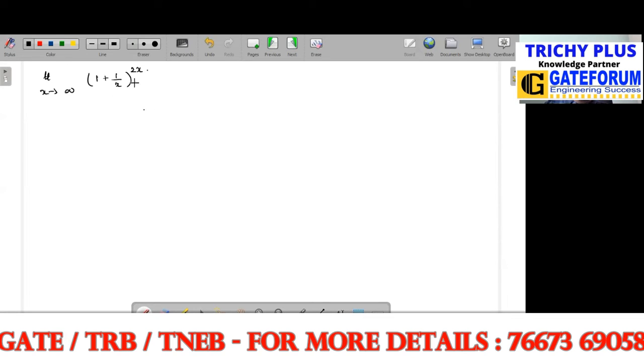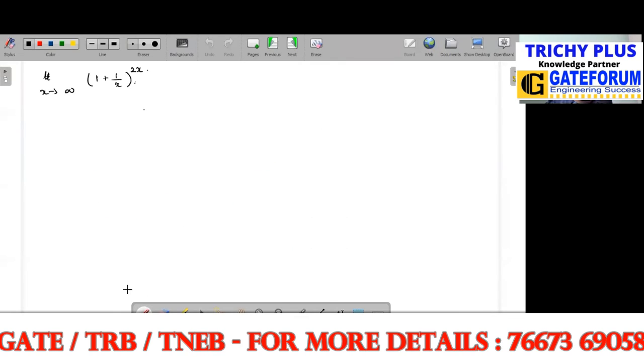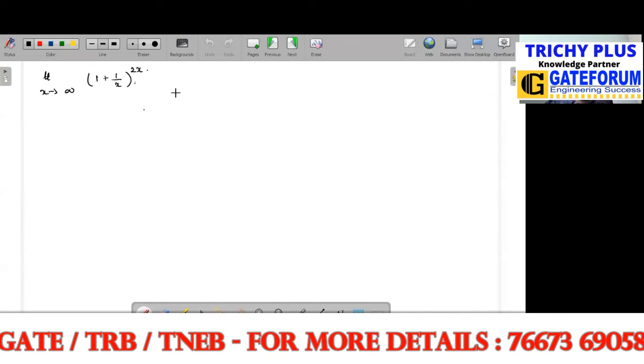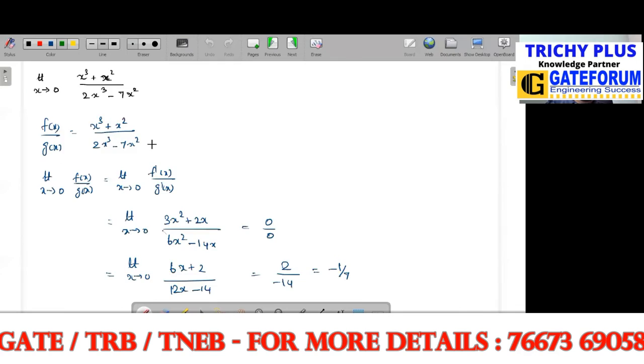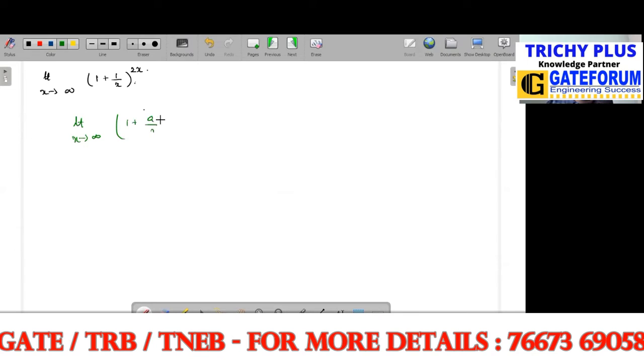This one looks similar to what? Which standard limit? It is similar to this one, right? The fifth one, correct? Limit x tends to 0, (1 plus a by x) power x is equal to e power a. Either you can correlate with this, or you can go with the steps we have done before. So it is similar to limit x tends to infinity, (1 plus a by x) whole power x, which is nothing but e power a. Can you correlate and give me the answer?